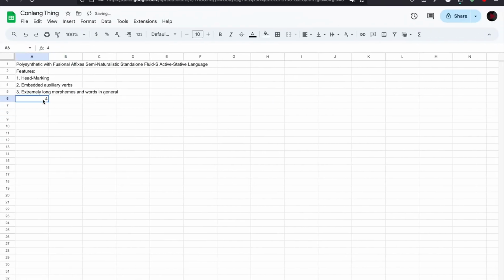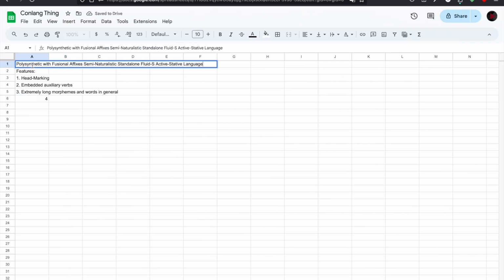Today I'm making a conlang. I already got started on this. So I want this language to be polysynthetic with fusional affixes. And I want it to be semi-naturalistic. I want it to be standalone, which means there's not really much of a world to go along with it.